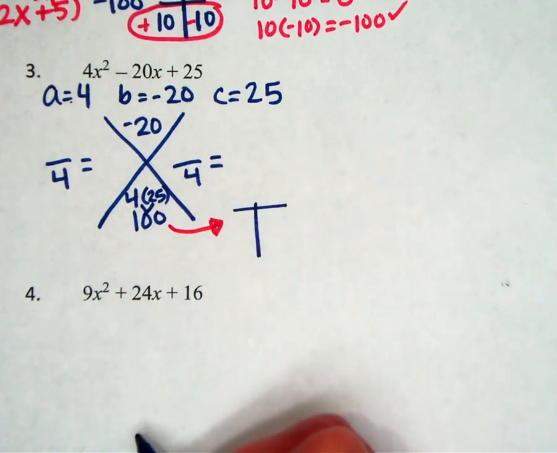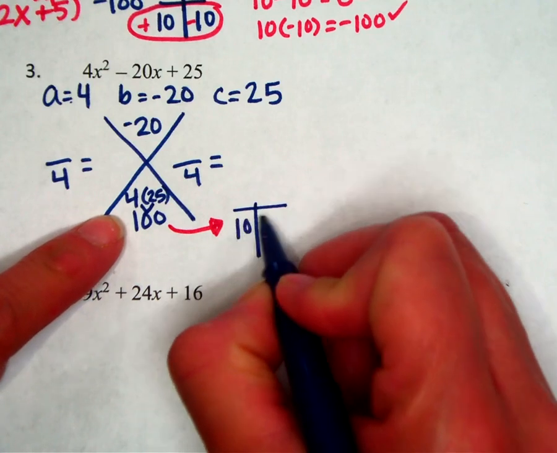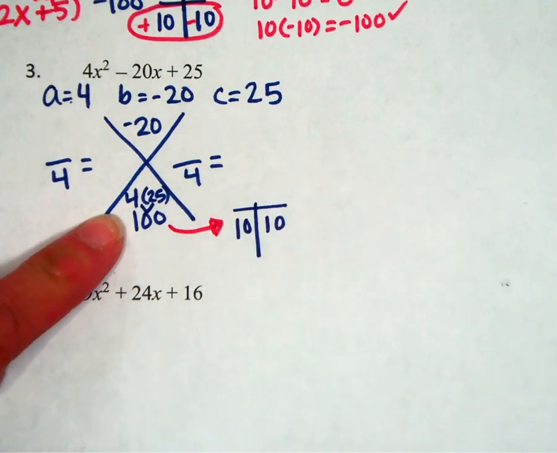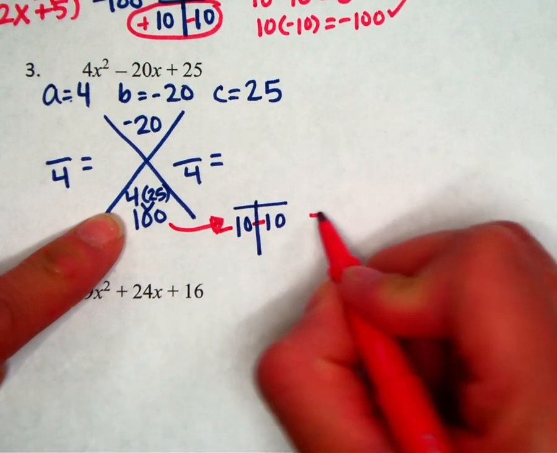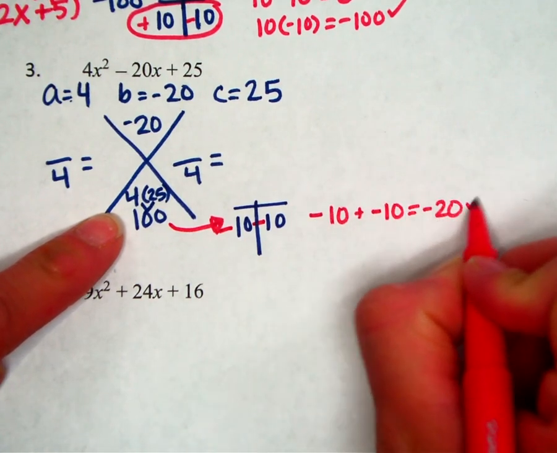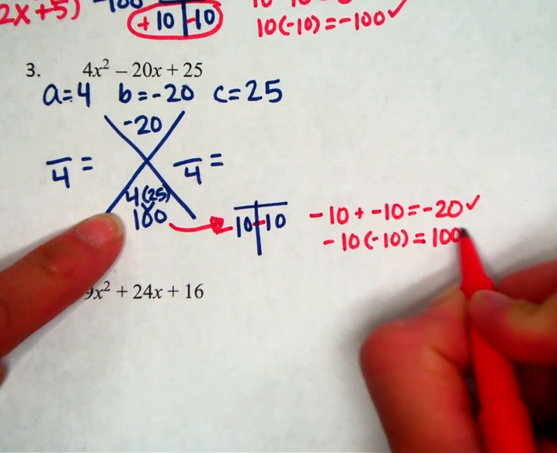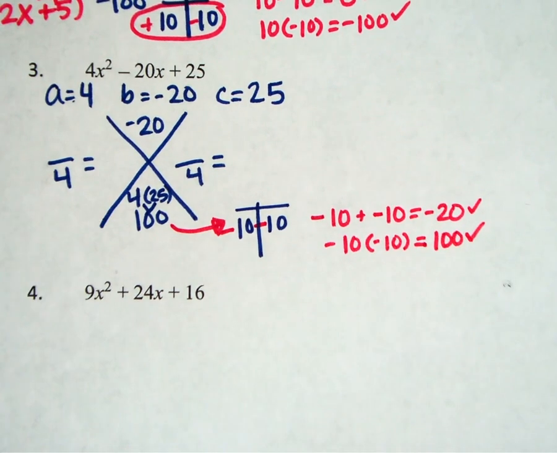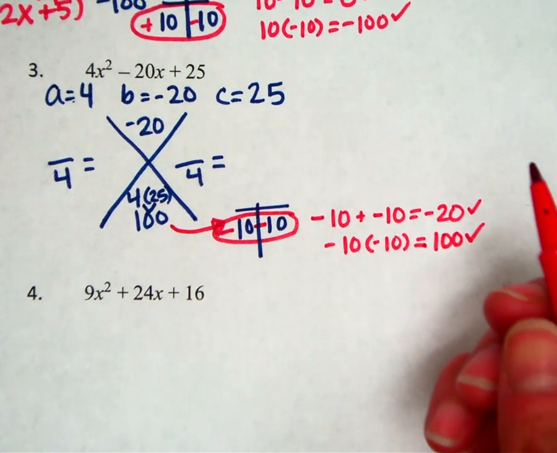So you can go down your list, or if you're looking for those two numbers that add up to negative 20, you can automatically identify, okay, I know 10 and 10 would add up to 20, but I need them both to be negative, because if I take negative 10 and I add negative 10, I want negative 20. And if I take negative 10 and multiply negative 10, I will get positive 100. So you need to make sure that matches up with your signs. So negative 10 and negative 10 are going to be your factors.